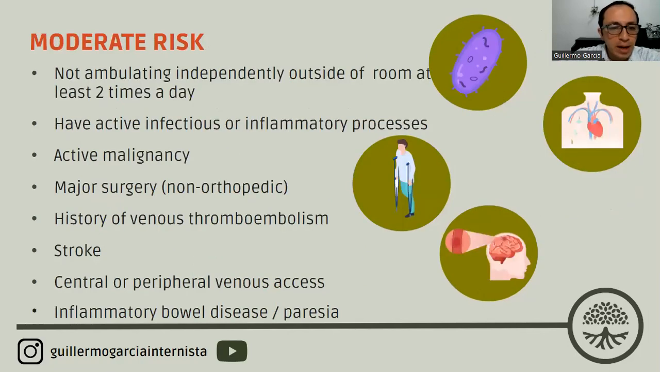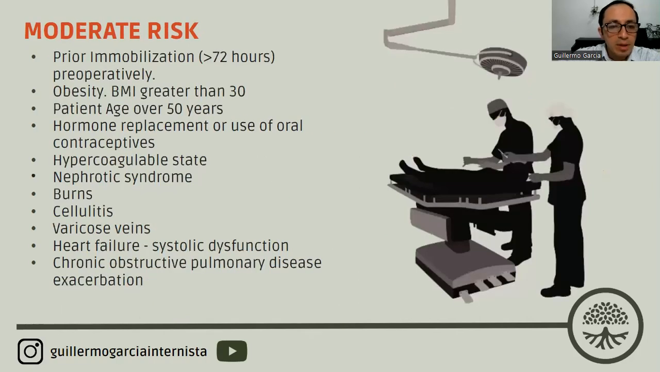What are the intermediate risk factors? Not ambulating independently outside of room at least 2 times a day, active infectious or inflammatory processes, active malignancy, major non-orthopedic surgery, history of venous thromboembolism, stroke, central or peripheral venous access, inflammatory bowel disease, paresthesia, prior immobilization more than 72 hours preoperatively, obesity with a body mass index greater than 30, patient age over 50 years, hormone replacement or use of oral contraceptives, hypercoagulable state, nephrotic syndrome, burns, cellulitis, varicose veins, heart failure, or exacerbation of chronic obstructive pulmonary disease.